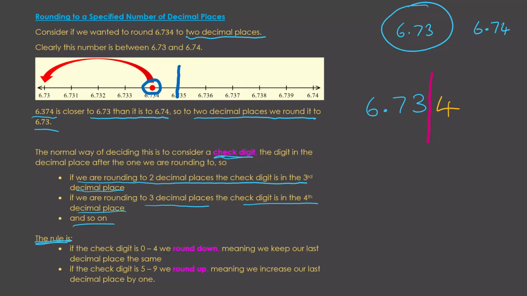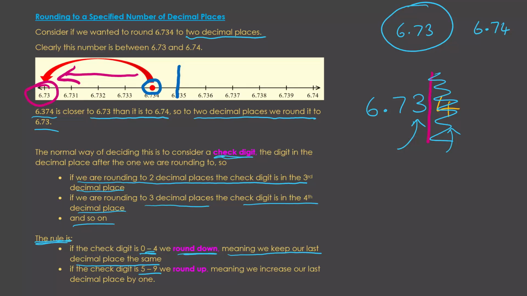Now the rule is that if the check digit is 0 to 4, we round down, meaning we keep our last decimal place the same. So this one is 0 to 4, so we round down, and by rounding down, what I mean is we do what this diagram says here. We take our answer and we round it down to 6.73. The effect is that this decimal place does not change. We just simply cut off this part of the decimal.